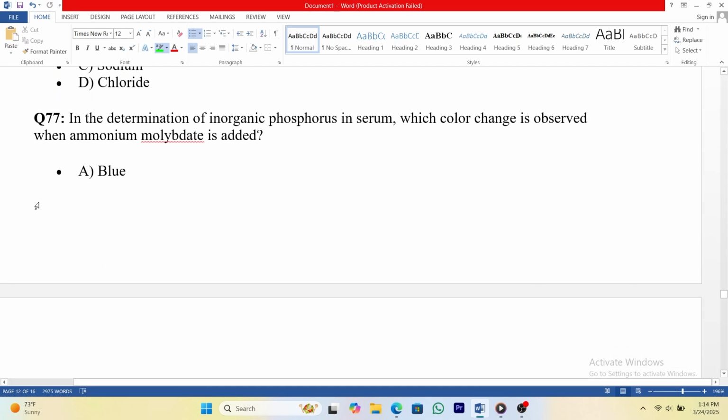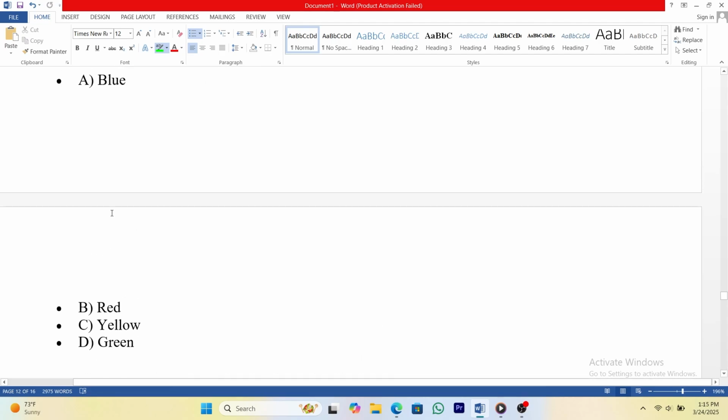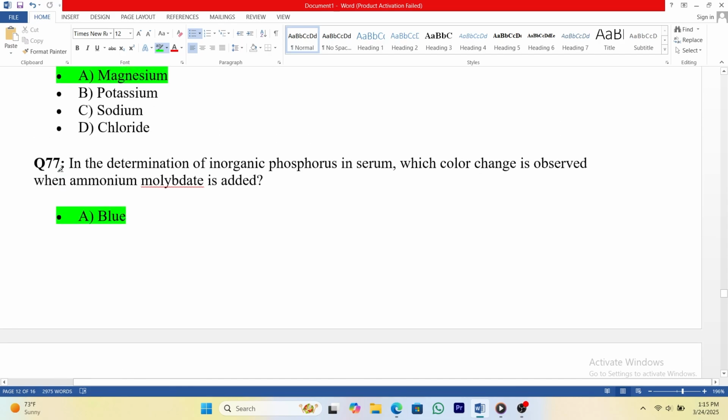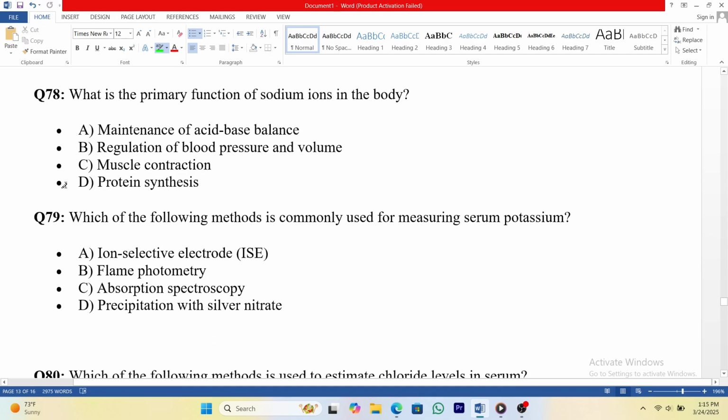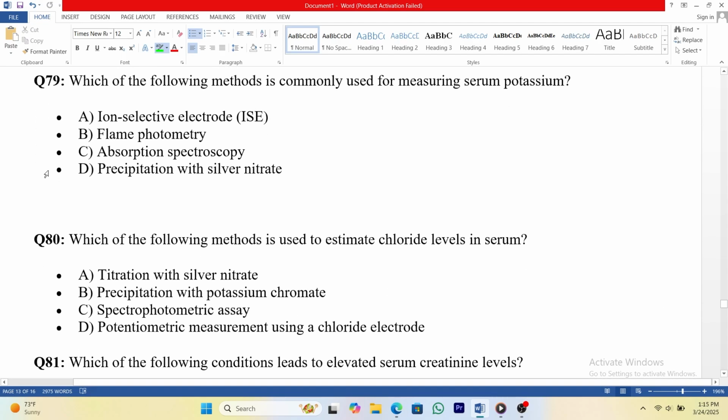77. In the determination of inorganic phosphorus in serum, which color change is observed when ammonium molybdate is added? A. Blue. B. Red. C. Yellow. D. Green. Answer, A. 78. What is the primary function of sodium ions in the body? A. Maintenance of acid-base balance. B. Regulation of blood pressure and volume. C. Muscle contraction. D. Protein synthesis. Answer, B.